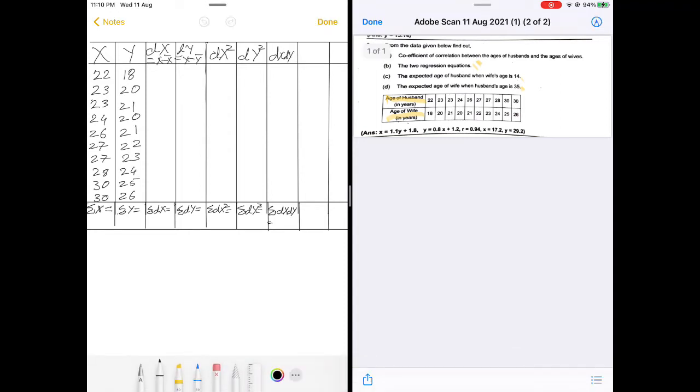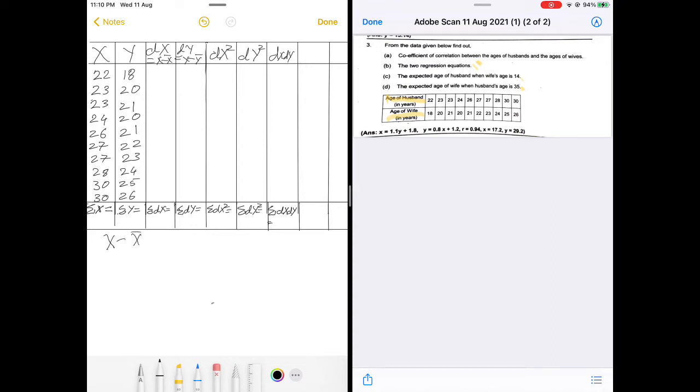But first, let's remember that x here is the age of the husband and y is the age of wife. So we have already written it in the table on the left side, the x and y data. Now we will solve the problem by constructing a regression equation. Okay, so now we'll write down the important equations which we are going to solve.